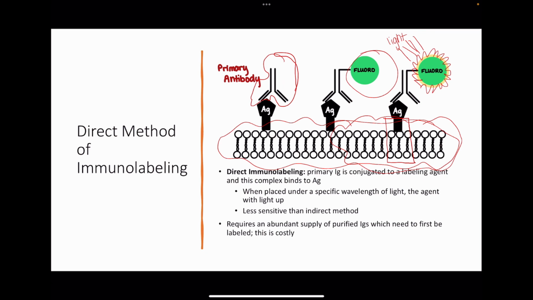Additionally, it's more costly and less flexible with the labeling process because this process requires an abundant supply of the purified immunoglobulins, so an abundant supply of these guys over here that need to be pre-labeled and pre-tagged with either a fluorophore or chromophore. And with the direct method, we really can't switch out between fluorophore or chromophore. That's sort of the only type of labeling agent that we have there. And this can become very costly, and that's pretty much why we don't use that too much in a laboratory setting.